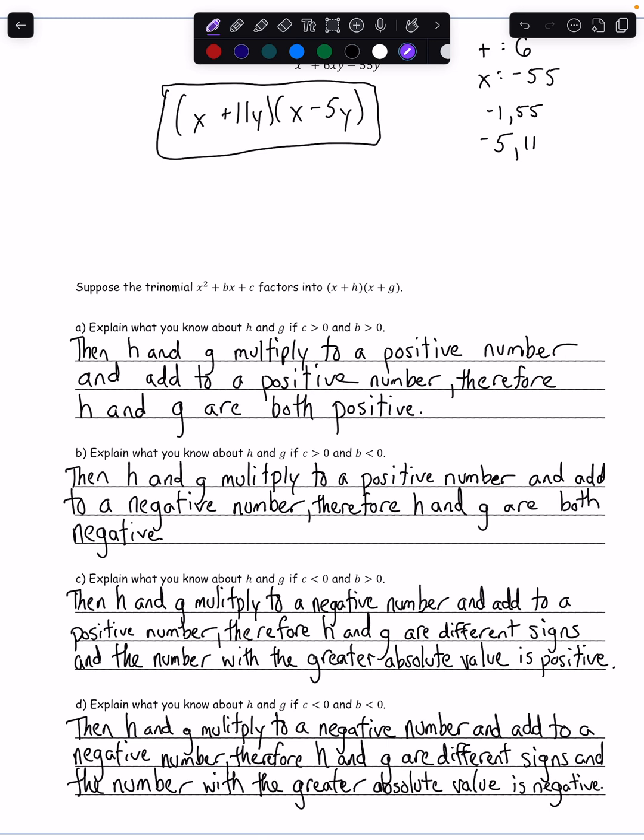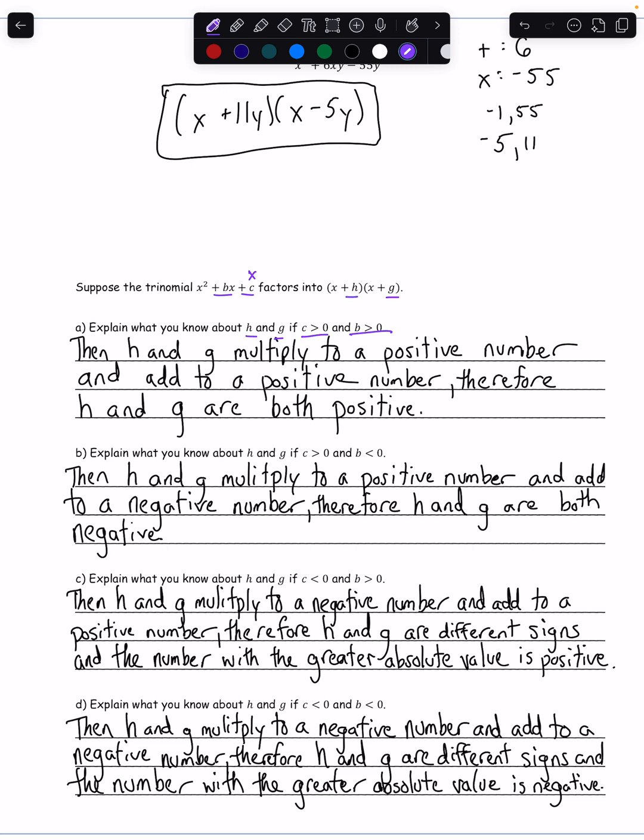So all this is really doing is concentrating on the signs of the factors we find, which would be H and G, H and G. So it's asking us about essentially the signs on H and G. Are they positive or are they going to be negative? So if C is positive, so the number they multiply to is positive, and the number they add to is also positive, greater than 0, then if they're multiplying to a positive, they have to have the same sign, but they're also adding to a positive, means both H and G are both positive.